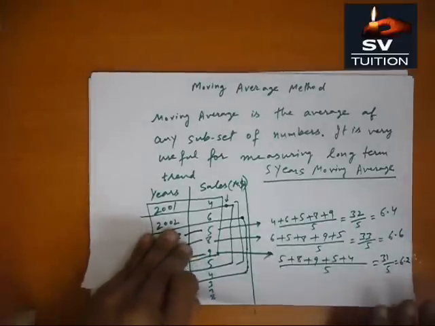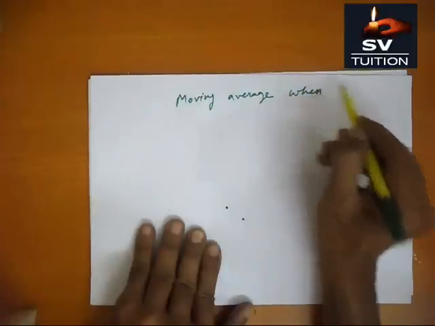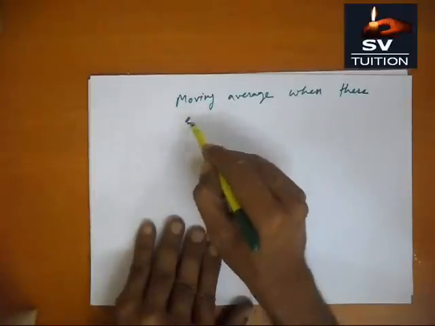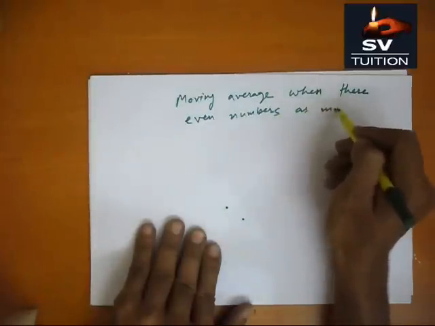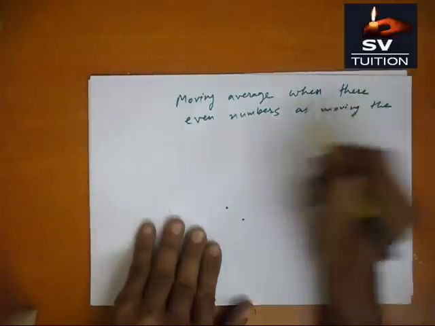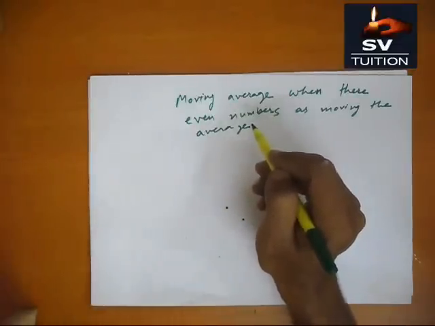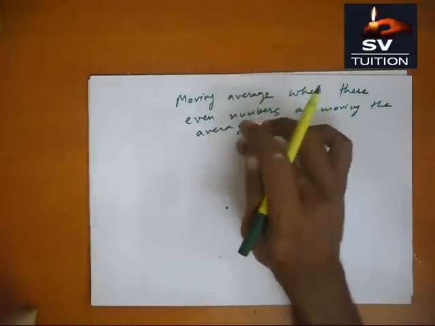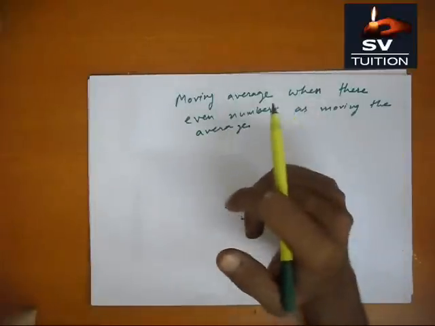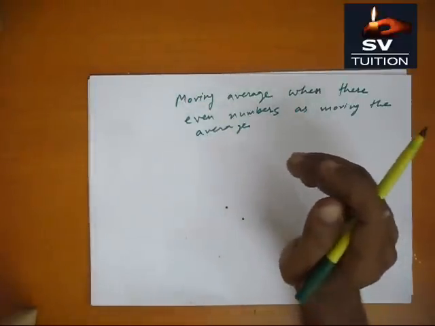Okay, now we will explain the moving average when there is an even number of years as the moving average. At that time we will write the average between two numbers, and then we calculate the average again and show it in front of the year.